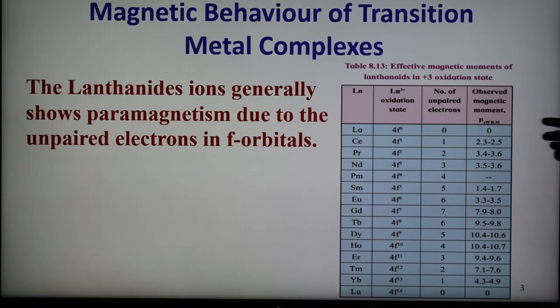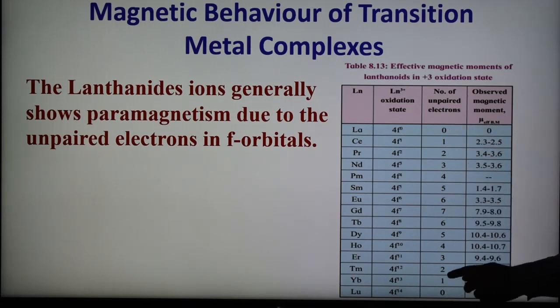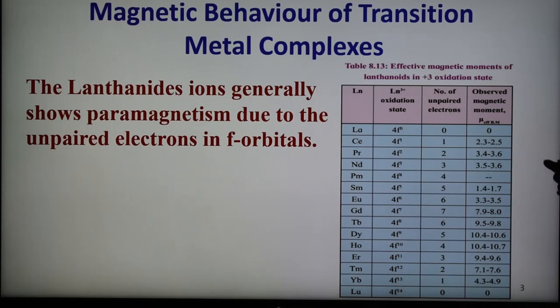Now here, other than lanthanum and lutetium, all the elements contain unpaired electrons. As we discussed last time in the transition elements, the number of unpaired electrons is related to the magnetic moment. If the magnetic moment is 2 point something, that means it contains 2 unpaired electrons. We have also discussed the spin-only formula: the magnetic moment mu is related to n, so if one is given, the other can be calculated. This is the mu effective, and this value is given here.